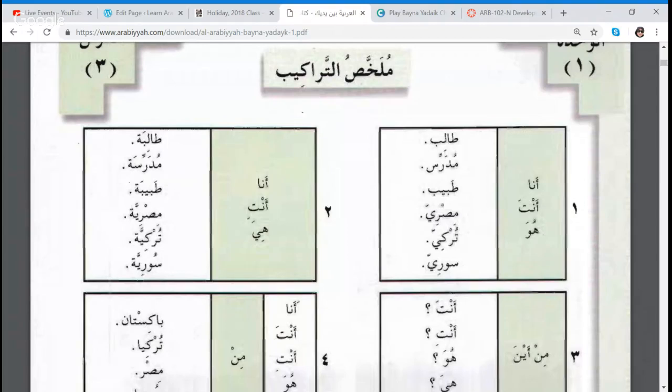Enti Talibaton. Good. Enti Mudarisaton. Good. Enti Tabibaton. Good. Enti Misriaton. Enti Turkiyaton. Enti Soriaton. Perfect. Okay. Now Hia, she.